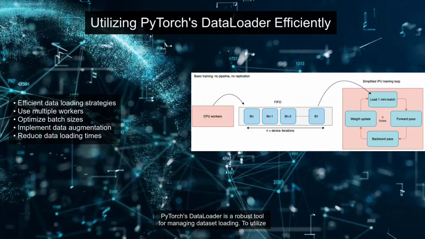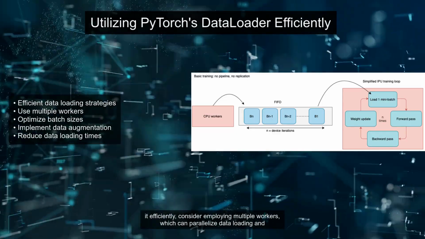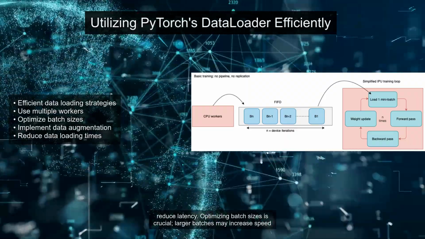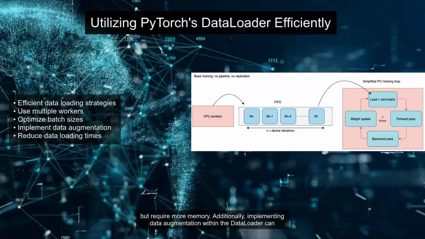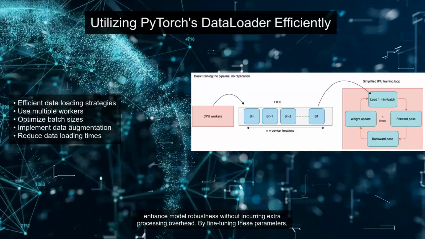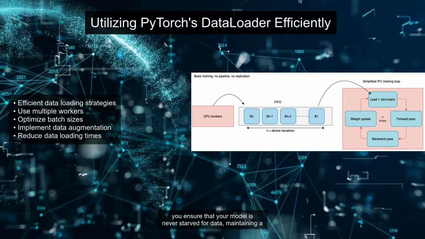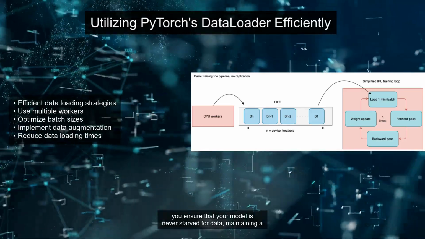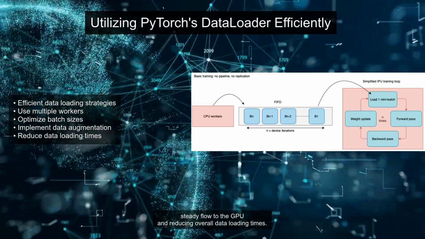PyTorch's data loader is a robust tool for managing dataset loading. To utilize it efficiently, consider employing multiple workers, which can parallelize data loading and reduce latency. Optimizing batch sizes is crucial. Larger batches may increase speed but require more memory. Additionally, implementing data augmentation within the data loader can enhance model robustness without incurring extra processing overhead. By fine-tuning these parameters, you ensure that your model is never starved for data, maintaining a steady flow to the GPU and reducing overall data loading times.